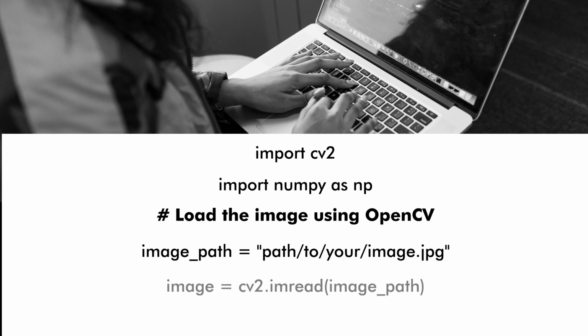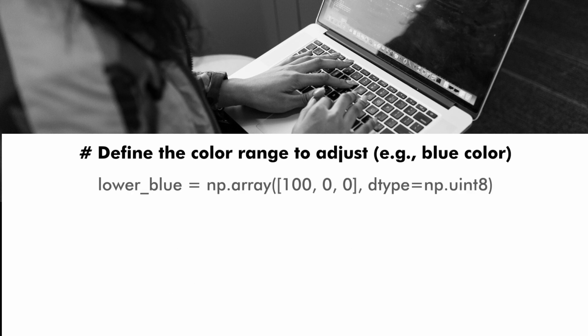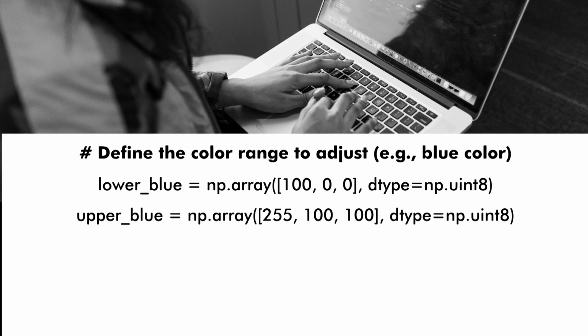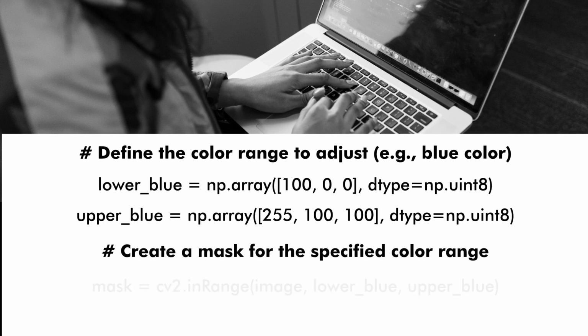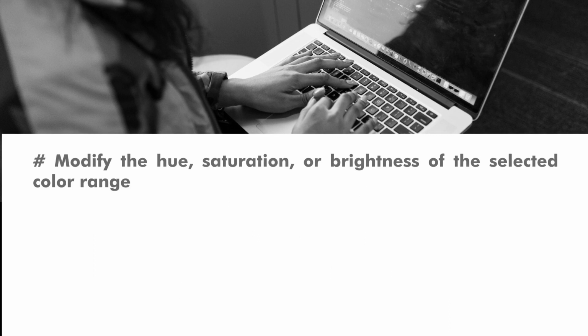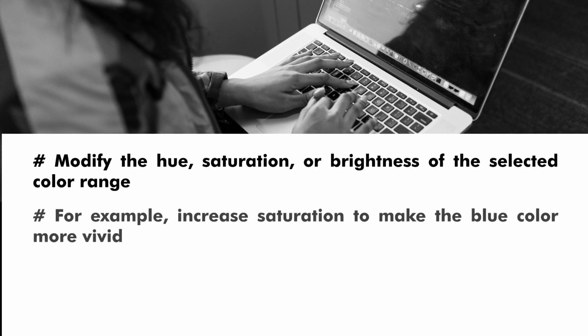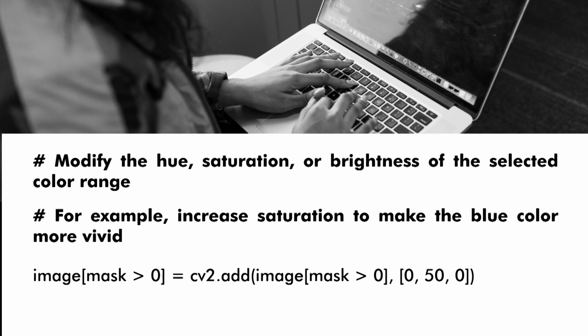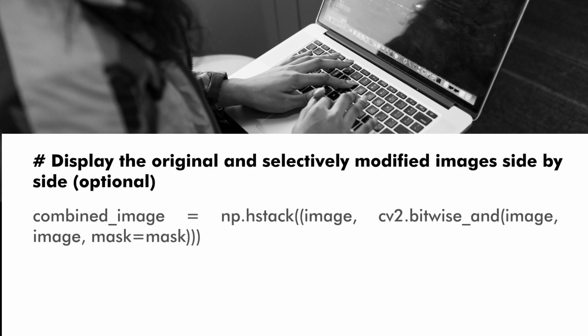So, for this we are coding here: we have to import the library, then load the image using OpenCV, then define the color range to adjust, like blue color if we want to adjust, then create a mask for the specified color range. After that, we have to modify the hue, saturation or brightness of the selected color range, then display the original and selectively modified images side by side. It is optional.